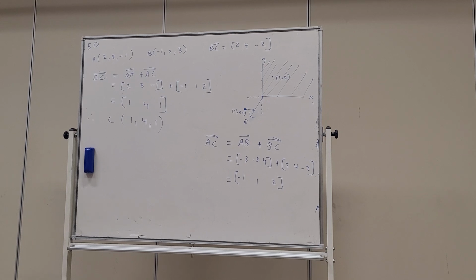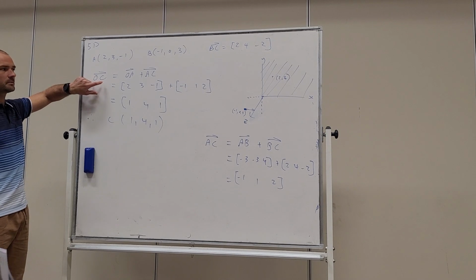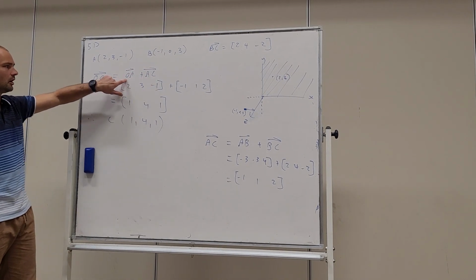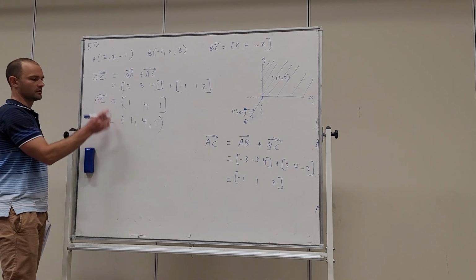Alright, so all I'm doing there is making a link. We want coordinates of C. Well, let's talk about it in terms of vector OC. We know vector OA, we know vector AC. OA plus AC is going to give us OC, which is the coordinates of C.